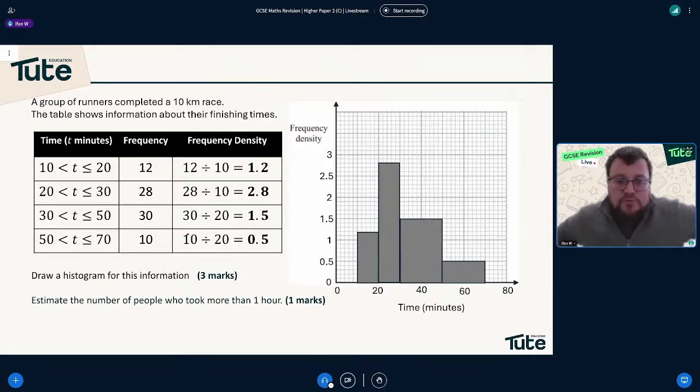Estimate the number of people who took more than an hour. Okay, more than an hour would be over here. So 60 minutes, right? So you want to estimate the number of people here. Now, the number of people, your frequency, is going to be the area of that part. So when you're finding the area and it's a rectangle, it's going to be the width, right, which is 10 minutes, times your length, which is 0.5. So 10 times 0.5 is 5.